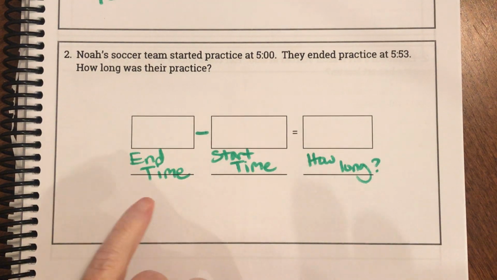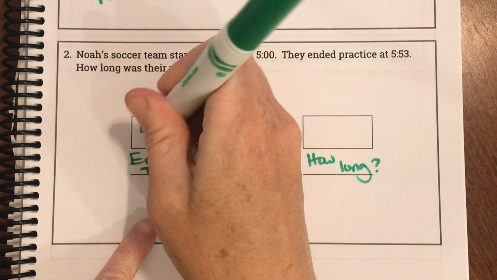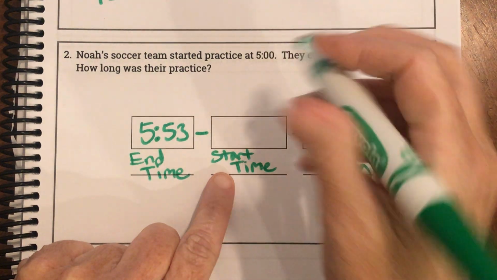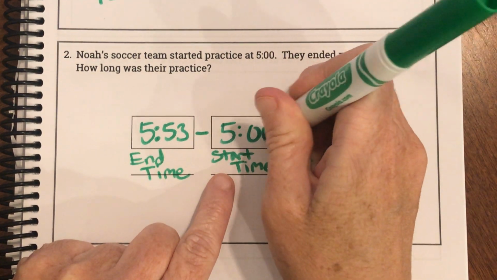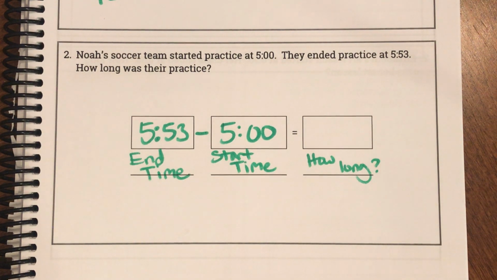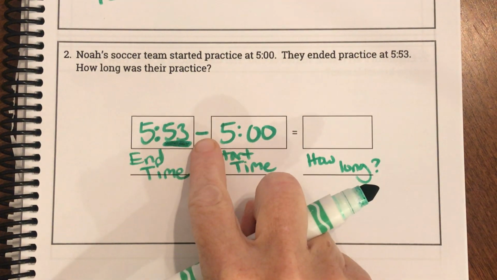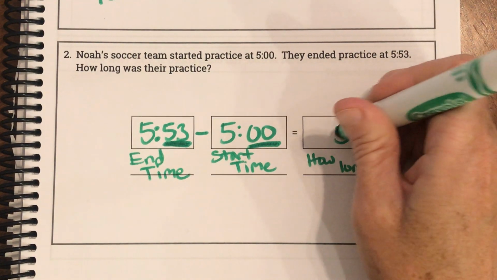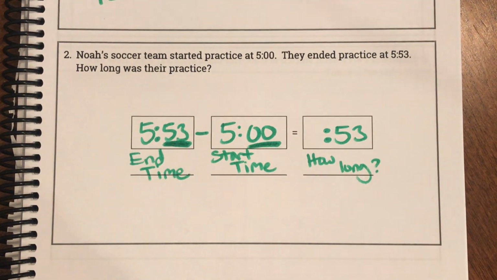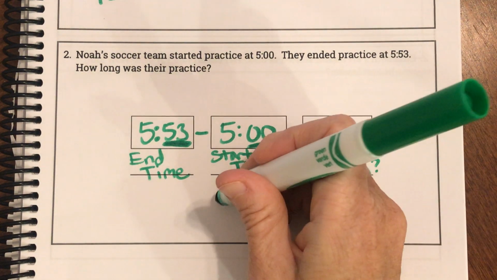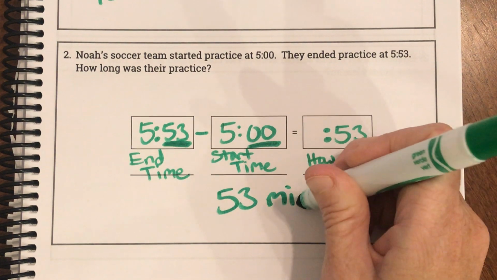Okay, so what do we know? We know they ended at 5:53. We know they started at 5 o'clock. Okay, so how long did he practice? Again, I could use a clock, but I don't have one. I could use a number line, but this I could do using subtraction. 53 minutes minus 0 minutes gives me 53 minutes. And 5 take away 5 would just be nothing. So he practiced 53 minutes.